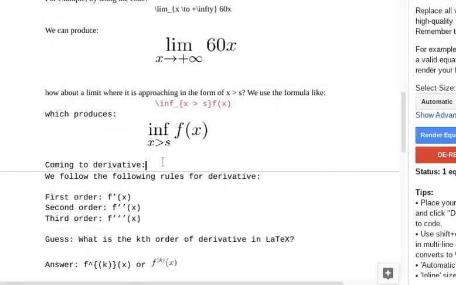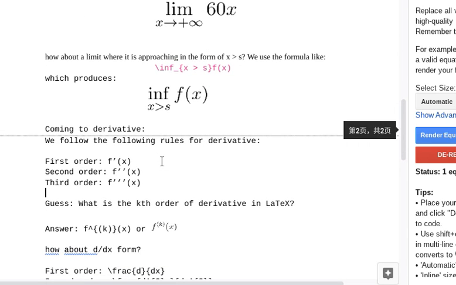After talking about limit, let's come to derivative. We first follow the following rules for derivative. First order, you just type the code like this, f prime x; second order, just type f prime prime x; and third order, just type f prime prime prime x. Now I'm going to give you a guess.